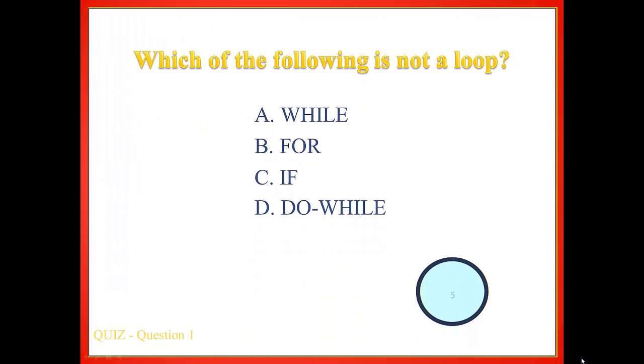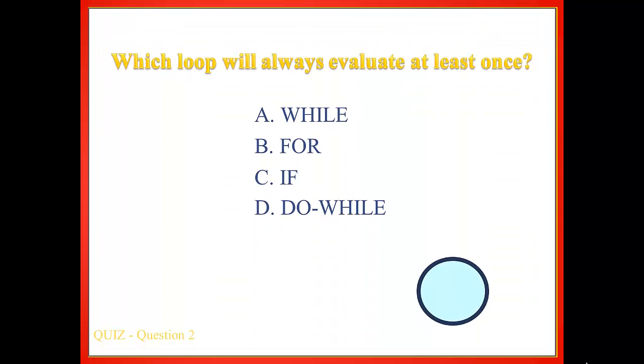Which of the following is not a loop? That would be if. If is a conditional statement, not a loop. Which loop will always evaluate at least once? Because the do-while loop doesn't check the Boolean expression until after the body text has been executed, the body text is always evaluated at least once.